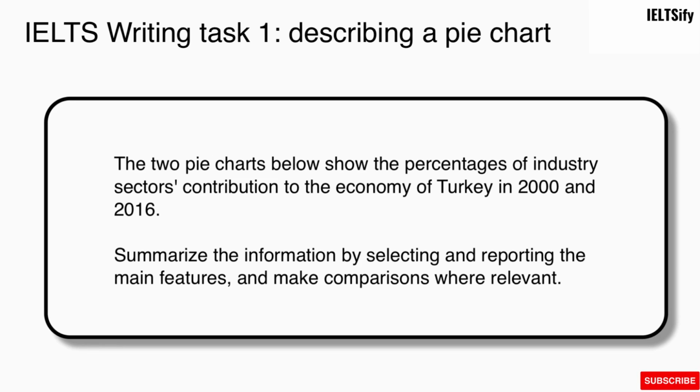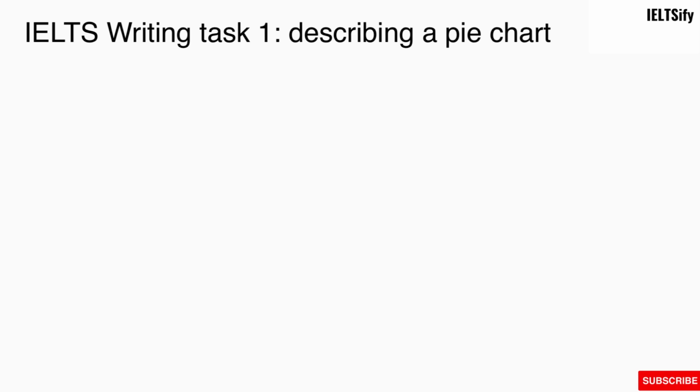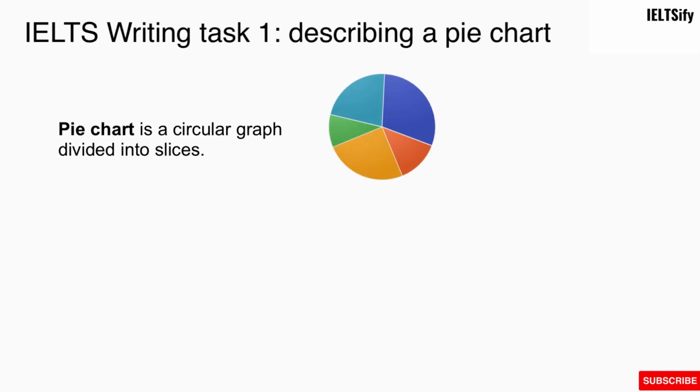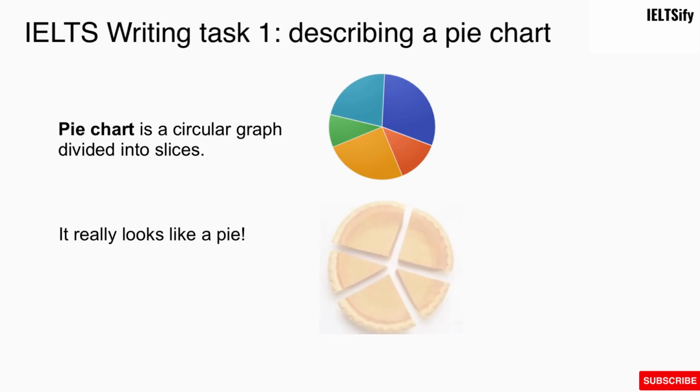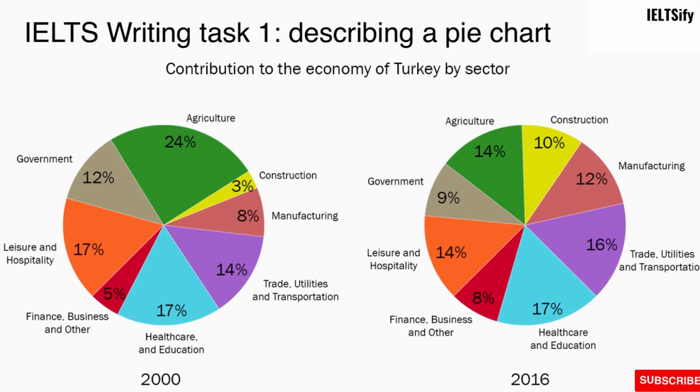Okay, now let's look at the pie chart. As you know, a pie chart is a circular graph divided into slices. It really looks like a pie, so that's where its name came from. Now let's return to our chart. The name of our chart is Contribution to the Economy of Turkey by Sector. We have two pie charts. The first one corresponds to the year 2000, and the second one corresponds to the year 2016.